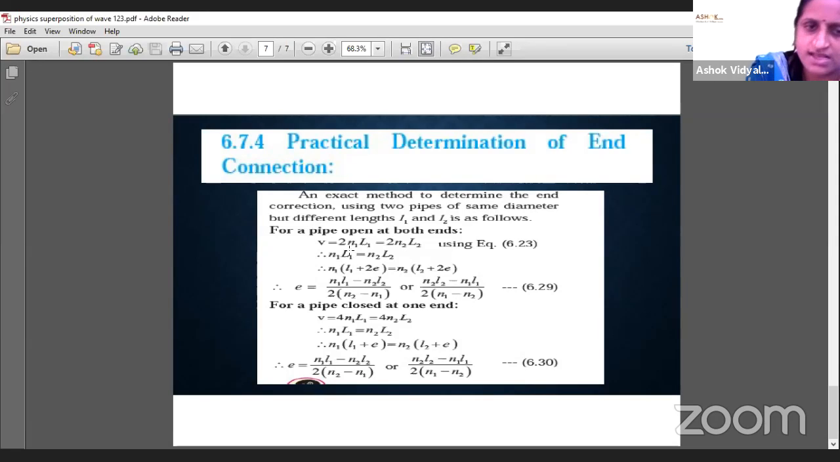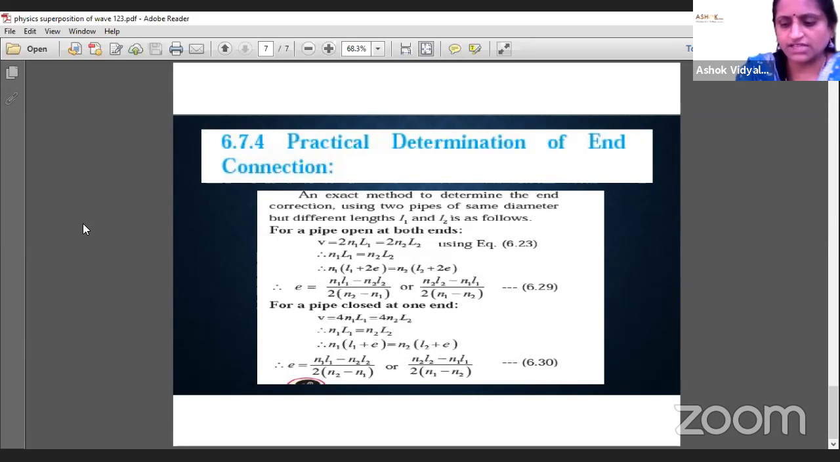Same as that, for a pipe closed at one end, V is equal to 4N1 L1 is equal to 4N2 L2. We get 4 cancelled. Now N1 L1 is equal to N2 L2. We get N1 into L1 plus E is equal to N2 into L2 plus E. Therefore, E is equal to N1 L1 minus N2 L2 upon N2 minus N1, or the formula becomes N2 L2 minus N1 L1 upon N1 minus N2.